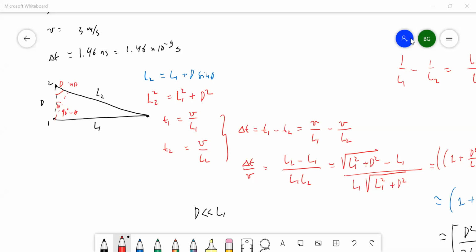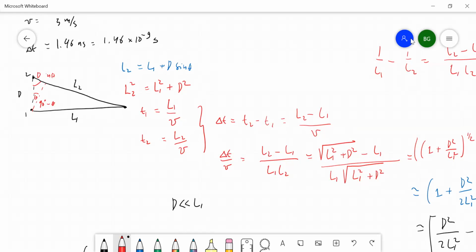So on Friday, it should be like this. L1 over V, L2 over V. If this is the case, then it should be more simple, I think. T2 minus T1 is L2 minus L1 over V. Okay.